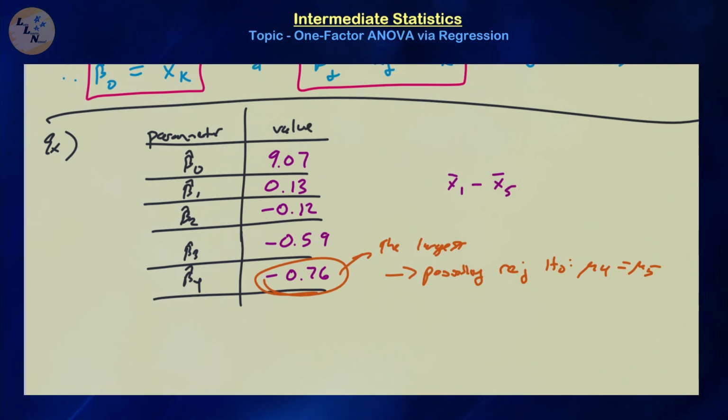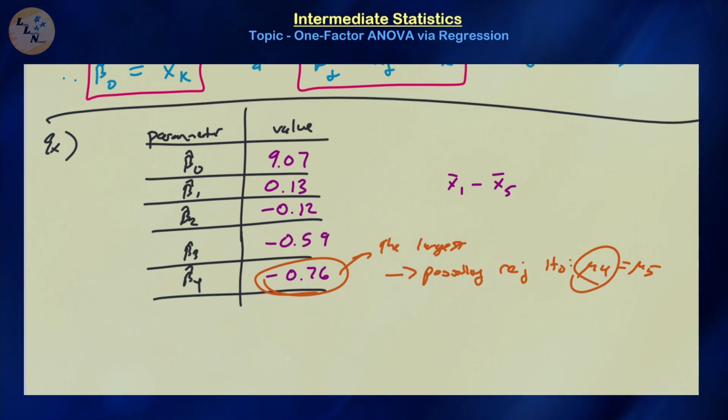So if we reject that all of the means are equal to each other, the first mean that you should be investigating, or the pairwise means, probably should be mu4, right? Because that appears to be the most different from our reference group, group 5. Right? So that is our point estimates for our parameter.